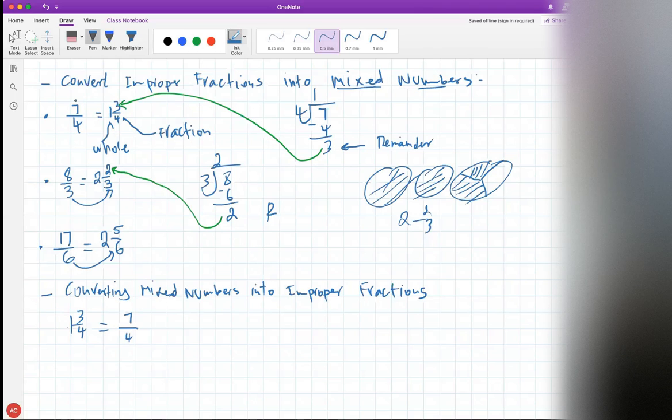What did you just do? 1 times 4, plus 3 is 7. And the denominator, the 4, stays the same.